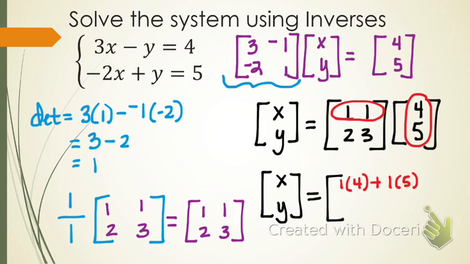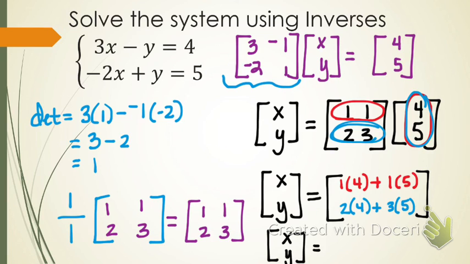And then we repeat with the bottom row, multiplying that by 4, 5. So that would be 2 times 4 plus 3 times 5. And when you type that in your calculator, you should get that x equals 9 and y equals 23. So the solution to this system is 9, 23.